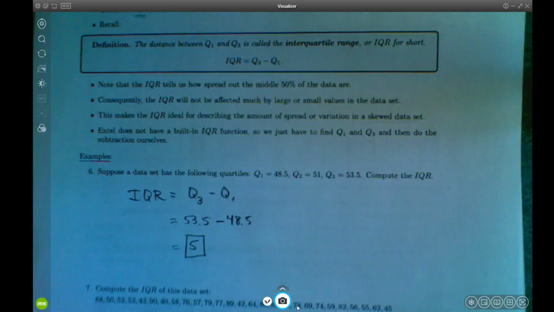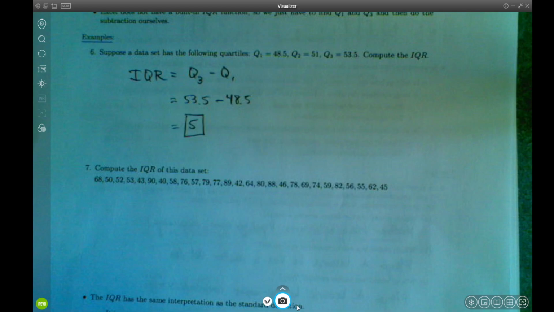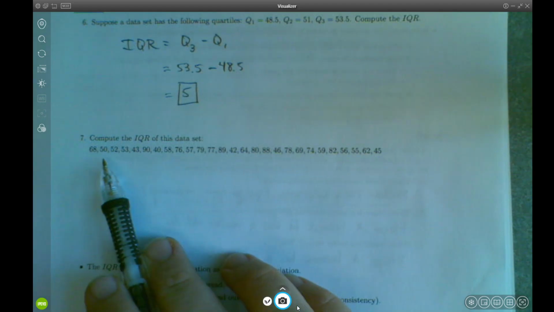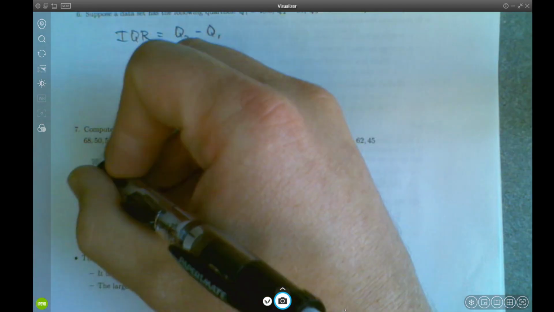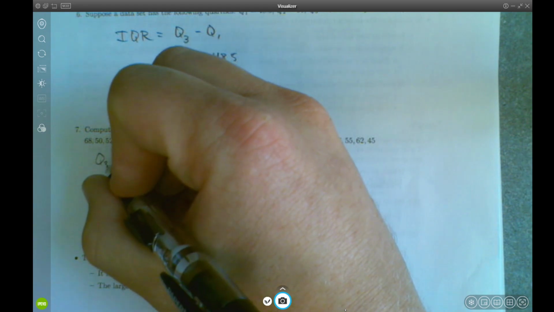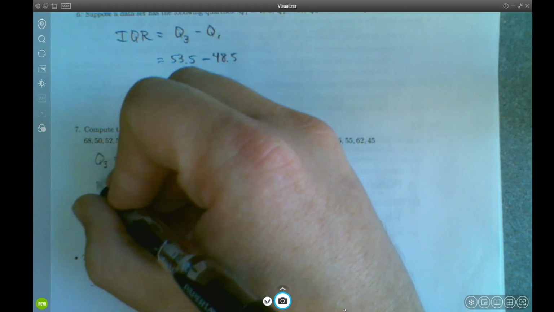Okay, if we were given just a raw data set and asked to calculate the IQR, what I would do is use Excel to find the quartiles first, especially since this data set is not already in order. It would be a pain to have to put it in order, so I'm going to let Excel do the heavy lifting there. So let's remind ourselves how to get quartiles. We need Q3 and we need Q1.